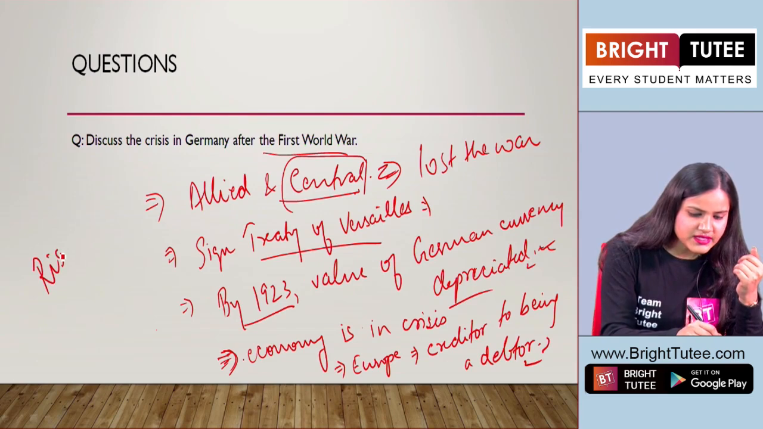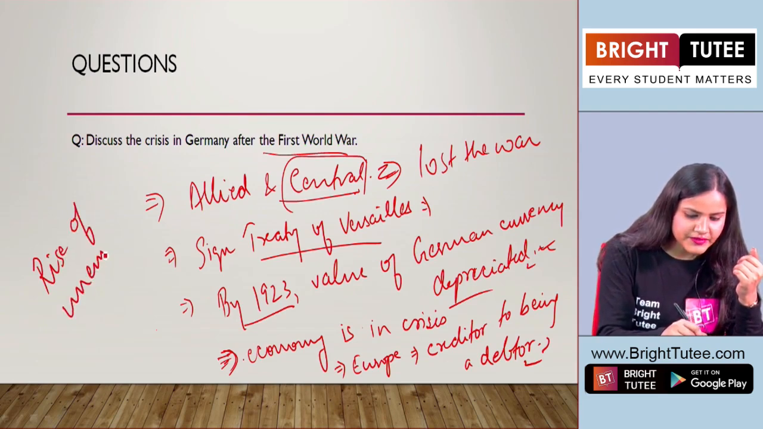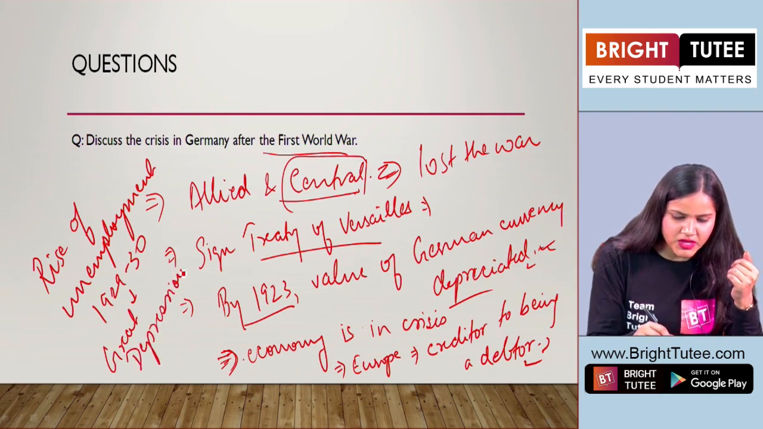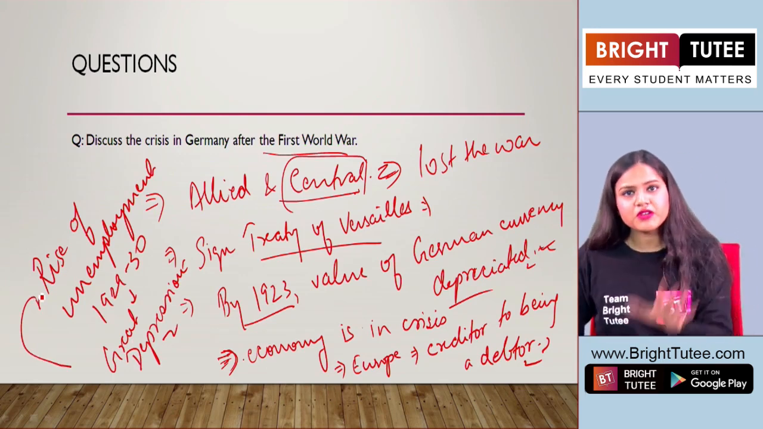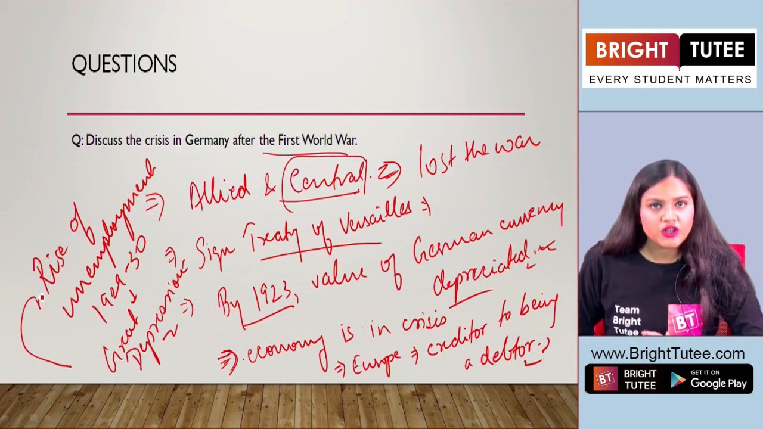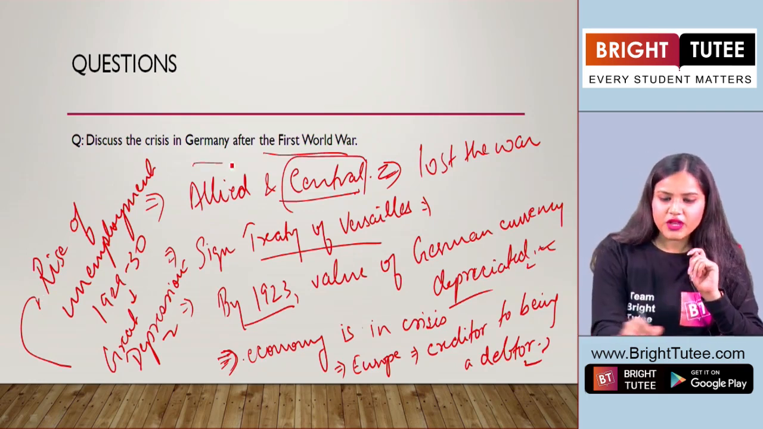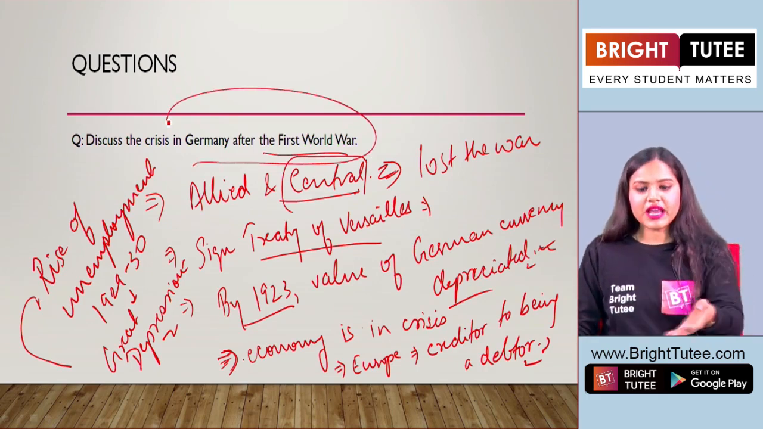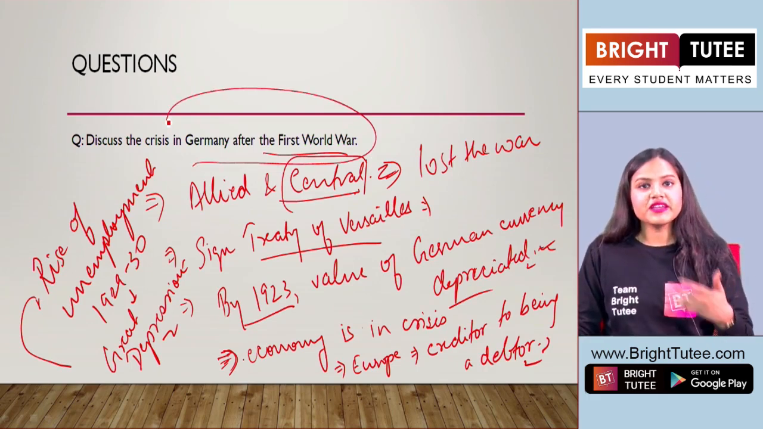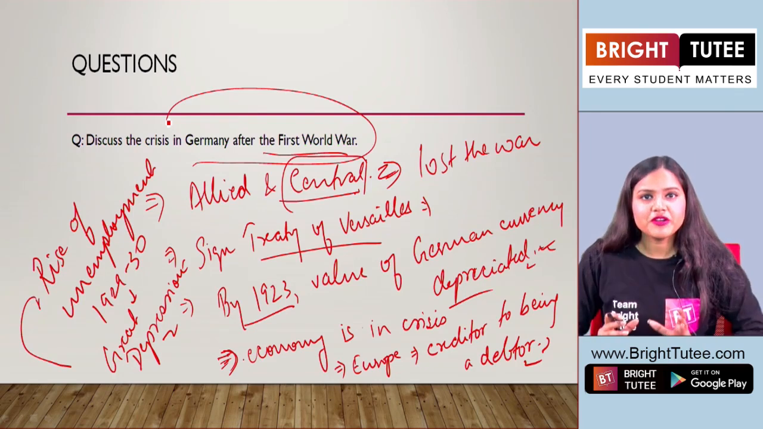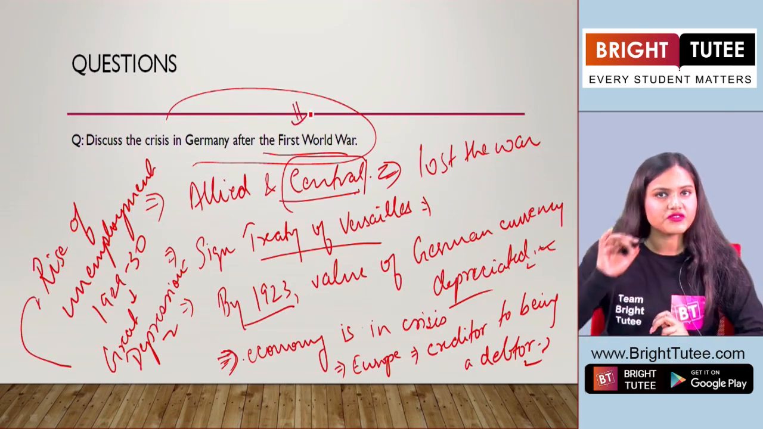Then the rise of unemployment happened during the period of 1929 to 30, when the Great Depression occurred. That started from the USA and it also affected many regions and countries here in Europe. Right, students? So these are some of the points that you have to mention in this question when we are talking about the crisis in Germany after the First World War. Now people here in Germany were also very much affected and they were blaming the Weimar Republic for the situation that occurred after the First World War.